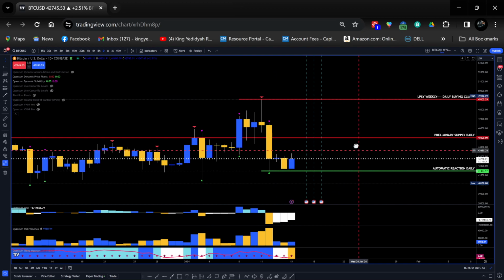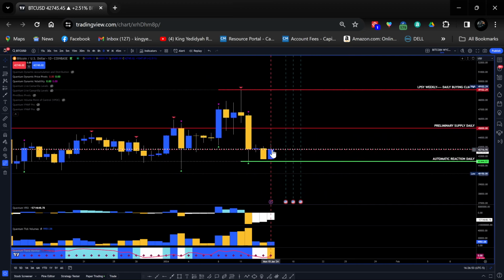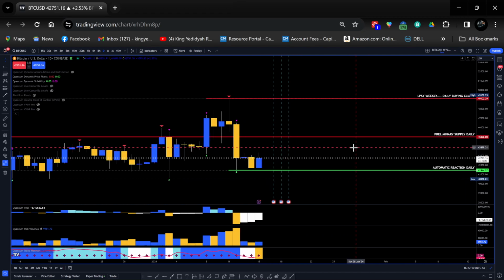If you were taking a swing trade right now, you could probably buy around this area and put your stop below the lows, right? And probably get a nice ride up to the top. So that's what I'm thinking right now. I'm thinking bullish.